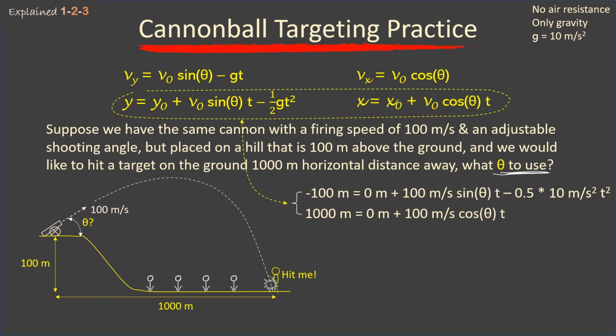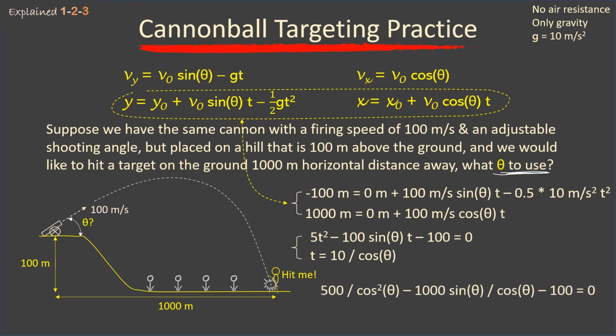This is an example problem where all the position information is known, and we want to know what angle to use for the cannon. Simplify the two equations a bit. We have two equations and two variables, t and theta. We can substitute t into the first equation, and have this rather funny-looking equation for a single variable theta.